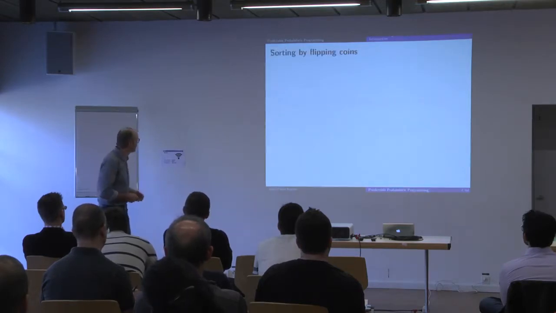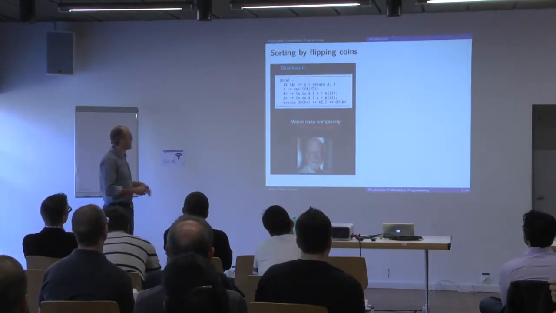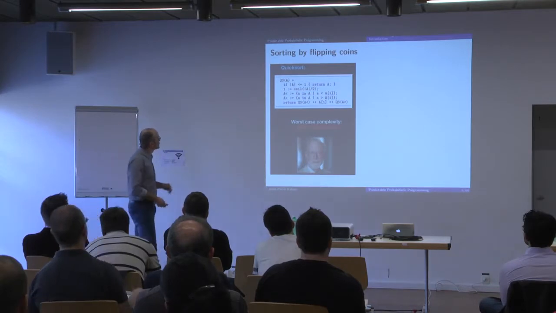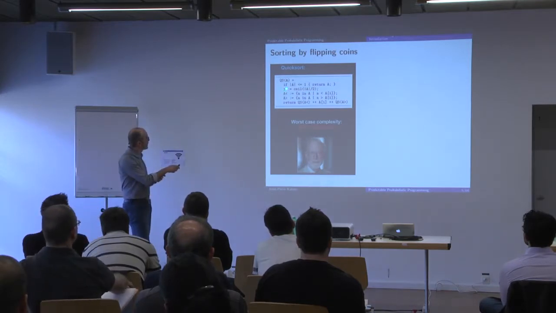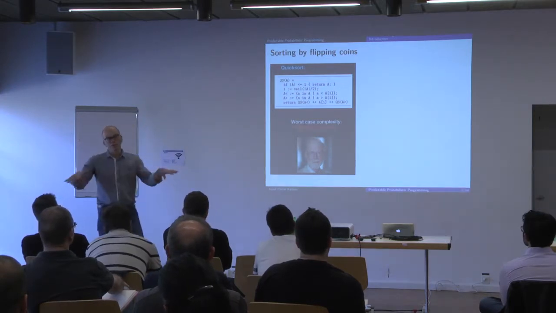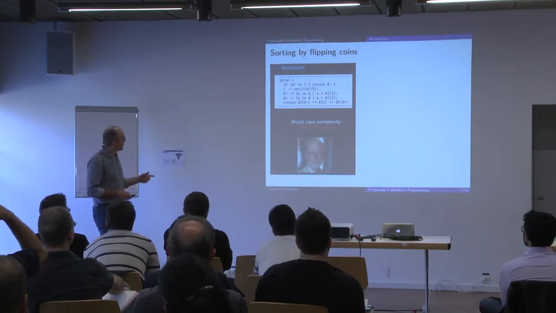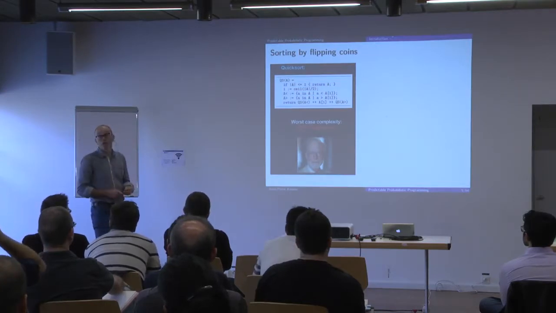I guess you all know how you can sort by flipping coins, but let's just repeat. Here you have Quicksort, right? I mean, everybody knows Quicksort, so there is no reason to explain this, except that you pick at some point a pivot element, and based on that pivot element, you split the array in two or three parts. What you can also do, and this has the worst case complexity of n squared, right?